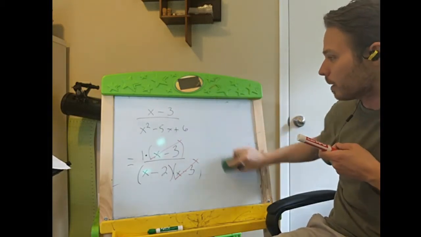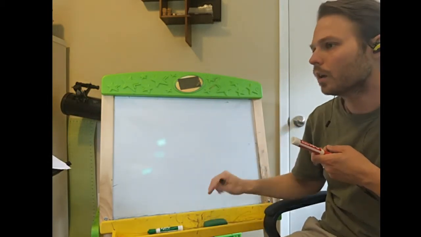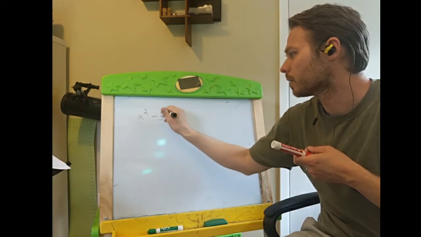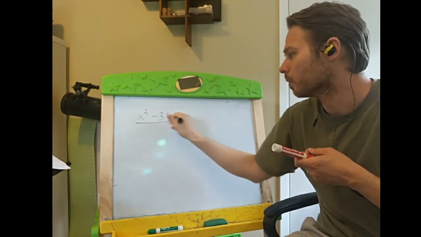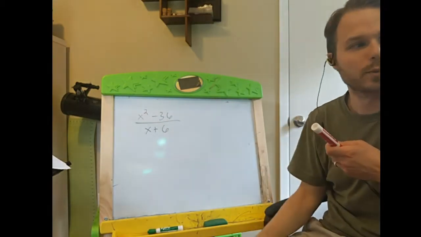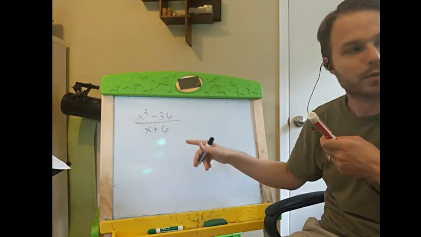All right, let's try maybe one or two more of these, and then we'll do a little bit of arithmetic. We could also have something like this, x squared minus 36 over x plus 6. Now you have to remember your factoring rules here. This would be a difference of two squares.